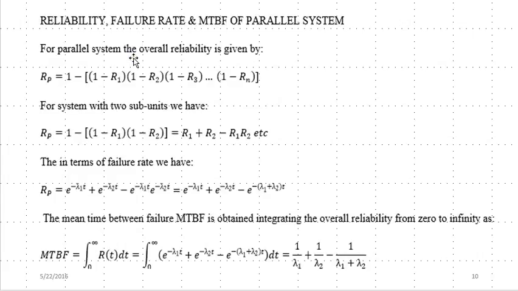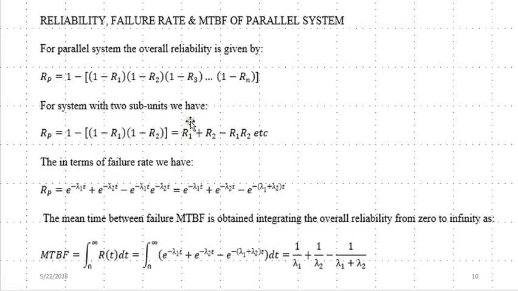Now we go to the determination of reliability, failure rate, and mean time between failure for systems which are connected in parallel. If you can remember, we said the probability for those systems in parallel is 1 minus, into 1 minus R1, into 1 minus R2, up to 1 minus Rn. So if we have only two of them, it should be only R1 and R2. And you know, if I expand this, it is going to give me R1 plus R2 minus R1 R2.